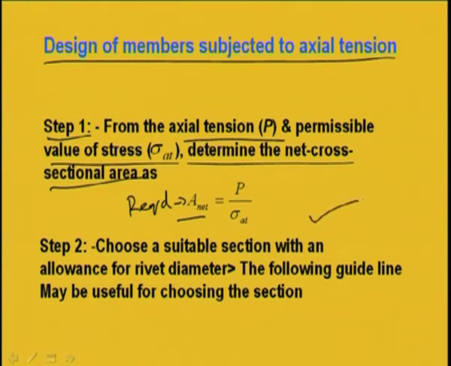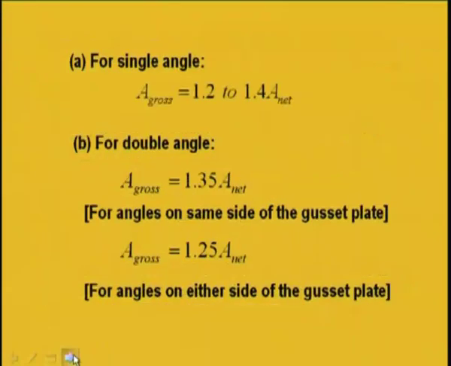Then in step 2, we will choose a suitable section with an allowance for rivet diameter. That means we have the net area, now we will choose a suitable section, but we know some allowance has to be given because the net area and gross area are different. So, we have to increase it a little more, and the following guideline may be useful for choosing the section.